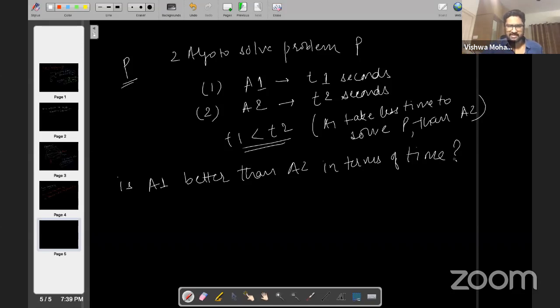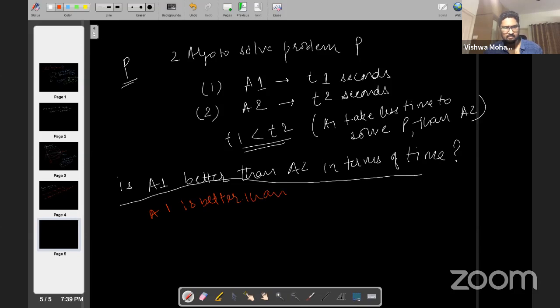Cool. If you feel that A1 is better than A2, then you are wrong. We cannot make this statement. Now you will be a little surprised, why not? A1 is taking less time, A2 is taking more time. Definitely A1 is taking less time, so it is better in terms of time, right? Why am I saying it's not better? It's not better because we don't have a clear idea of what A1 and A2 are.